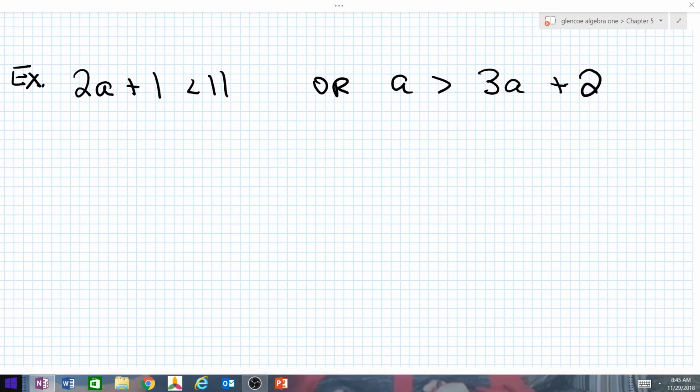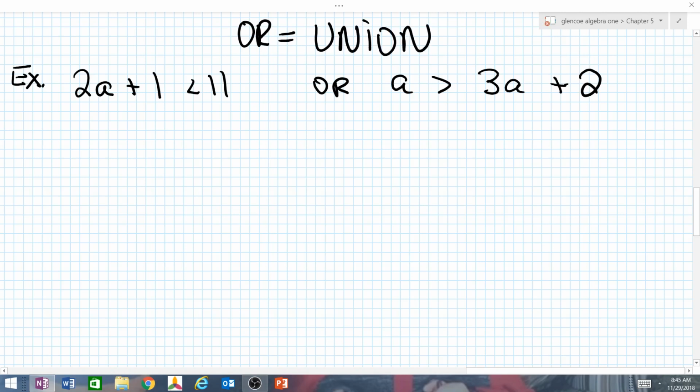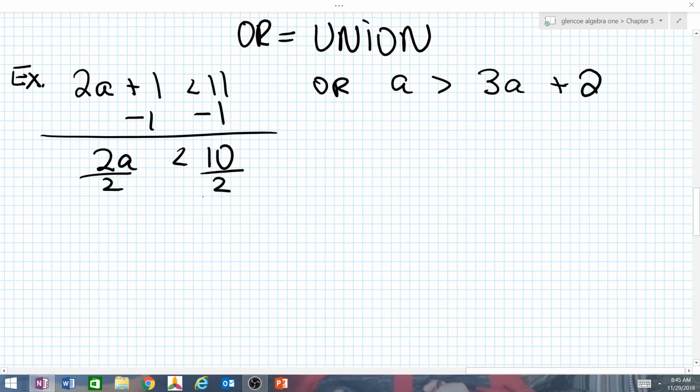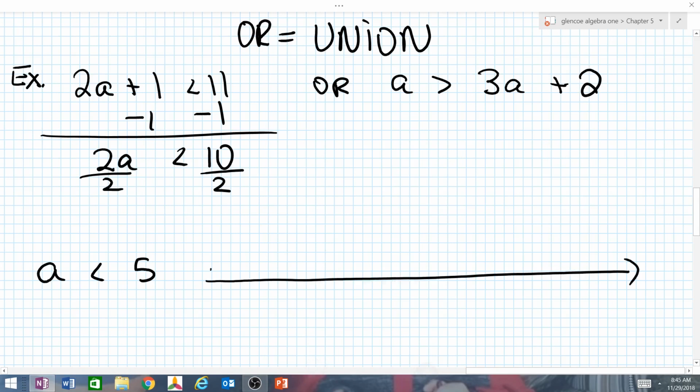So here we go. 2a plus 1 is less than 11. The first thing we're going to do is realize this is an or, which means it's a union, which means my answer is graph 1 plus graph 2. So I subtract 1 from each side. I get 2a is less than 10. I divide each side by 2. So my first one is a is less than 5. Does that make sense?